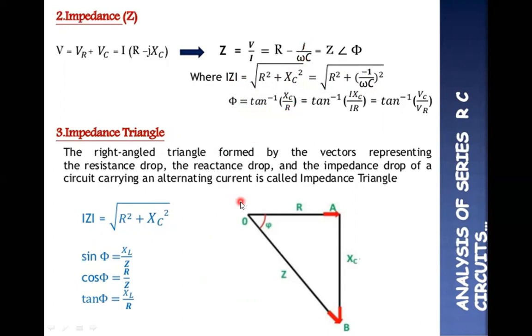The right angle triangle formed with the vectors representing the resistance drop, the reactance drop, and the impedance drop of the circuit carrying an alternating current is called the impedance triangle. So with this triangle, we can see that Z is equal to under root of R square plus XC square, where sin phi is equal to XL by Z, cos phi is equal to R by Z, and tan phi is equal to XL by R.